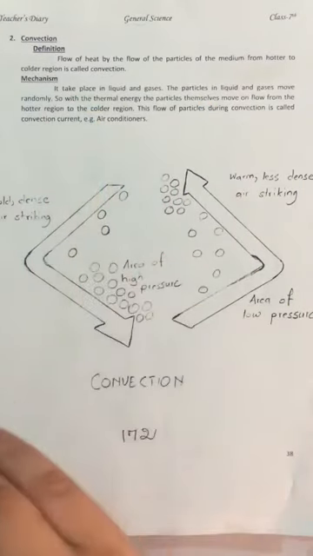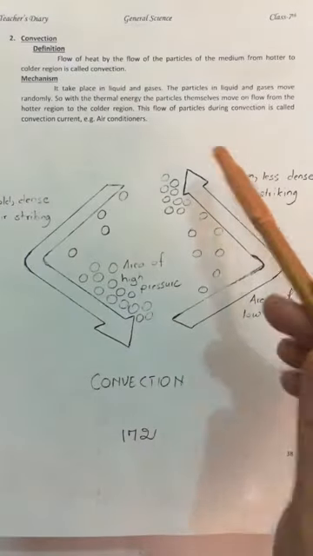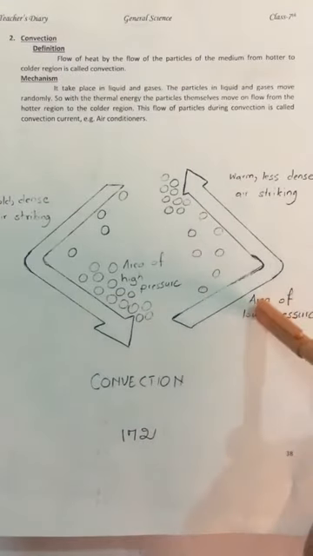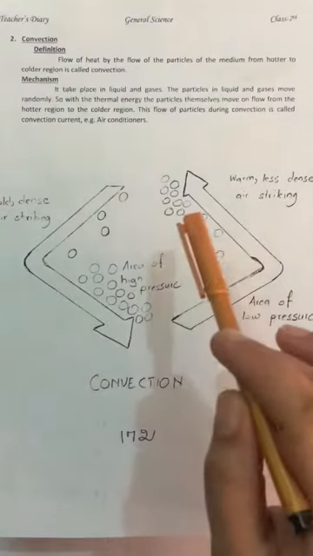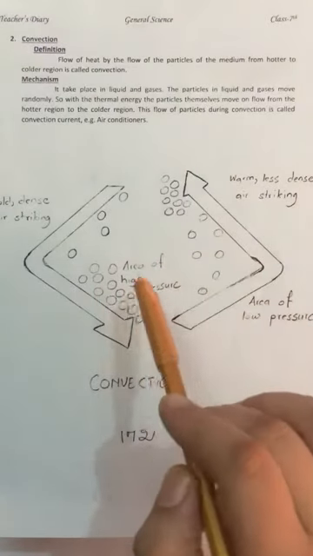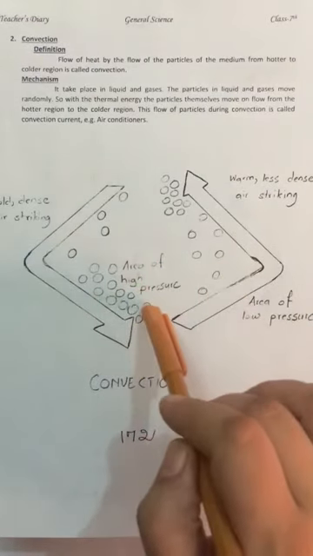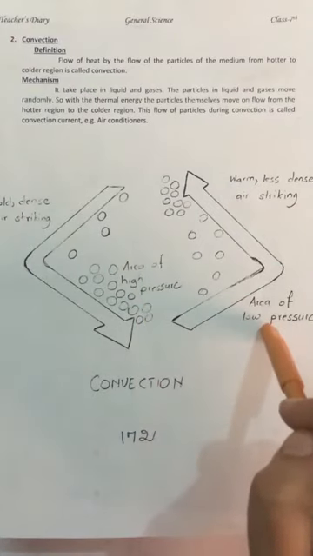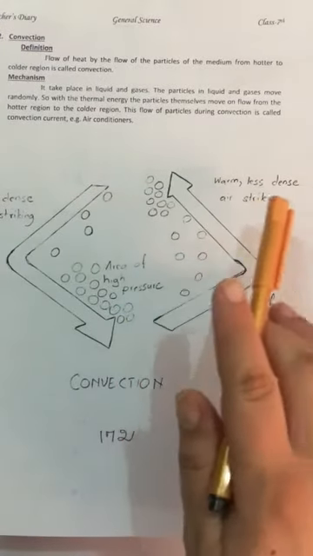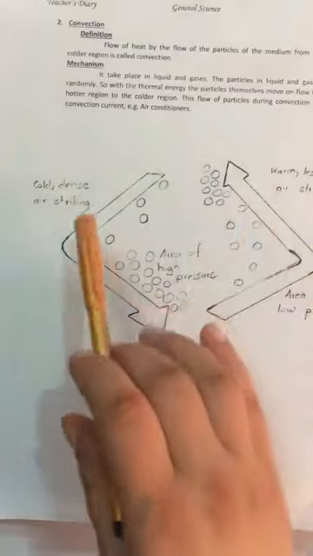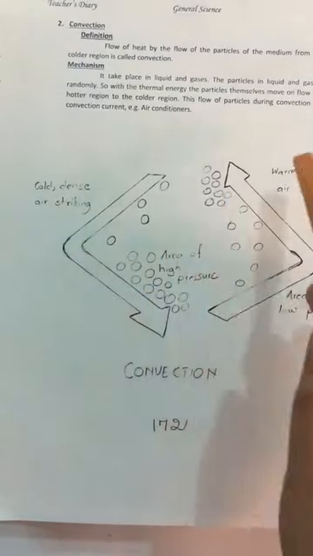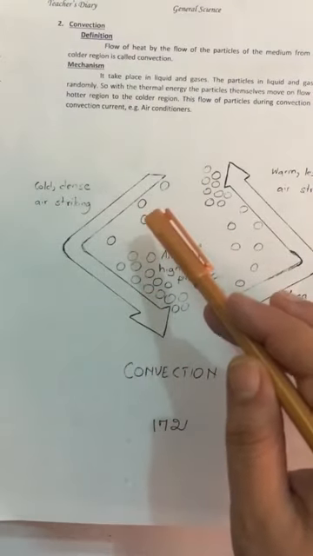For example, air conditioners. Now you have to draw the diagram of convection. Draw the arrows with the pencil. Particles, area of high pressure, area of low pressure, warm, less dense air rising and cold, dense air sinking. Okay, so you have to make this complete diagram.